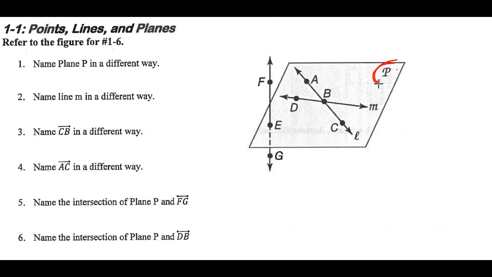I can also label it as plane A, B, and D, as long as the 3 points that I pick are non-collinear. Okay, so I can pick points A, B, and D, and that'll signify those 3 points are in the plane. Obviously, I don't want to use F. I don't want to use G. They're not in that plane. I also wouldn't want to use A, B, and C because they're collinear, and I really wouldn't be able to tell if I was talking about specifically plane P. It could be many other planes that run through that same line.